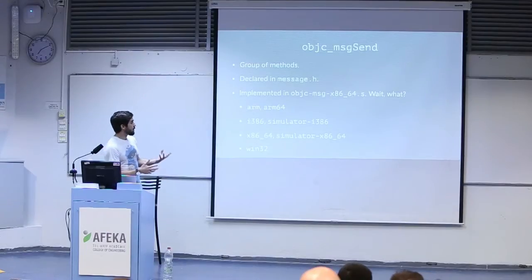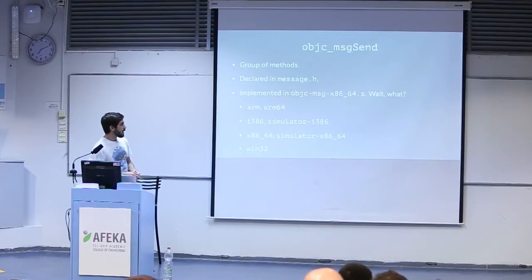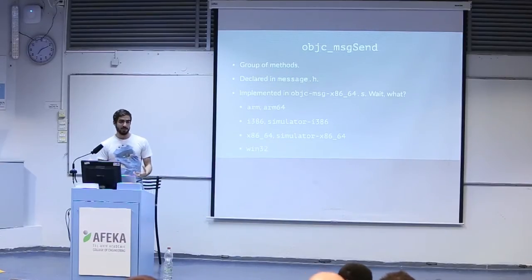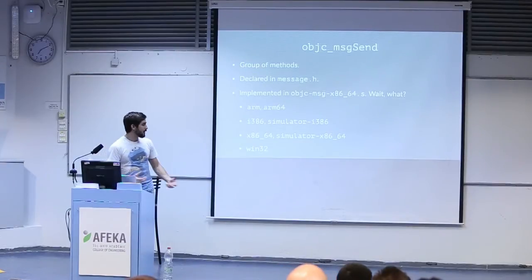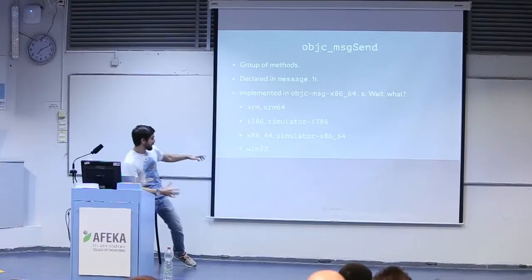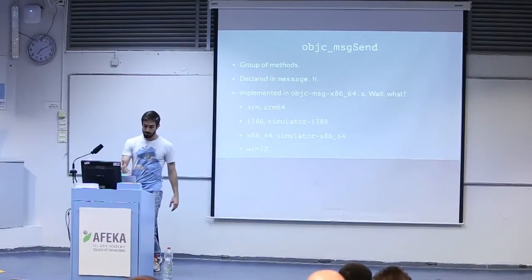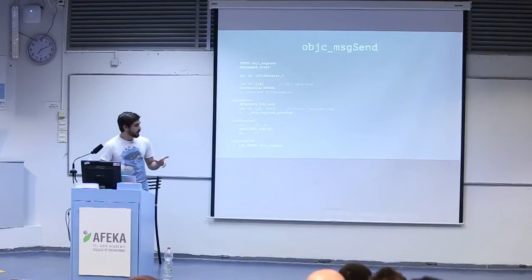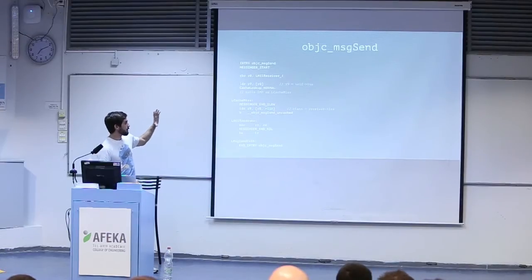So what is Objective-C message send? It's a group of methods. It's declared in message.h if someone cares to look it up. It's implemented in this .s file, which is kind of unusual. The thing with this .s file is it's actually assembly, okay? This method is implemented in assembly, and there are like 7 different versions of this guy, including Windows. So if you dare to compile Objective-C runtime for Windows, you'll get this guy. This is what it looks like. Oh, you can't see anything. Doesn't matter. It's basically assembly macros.